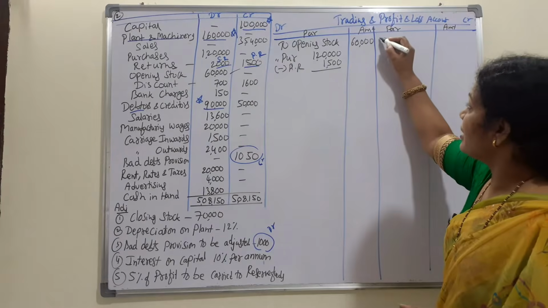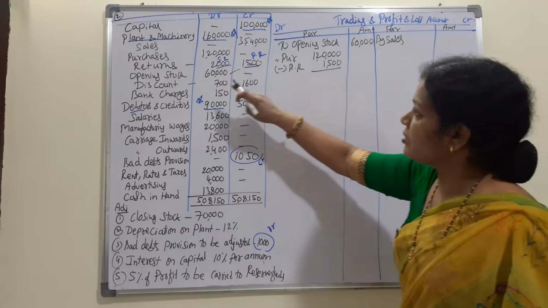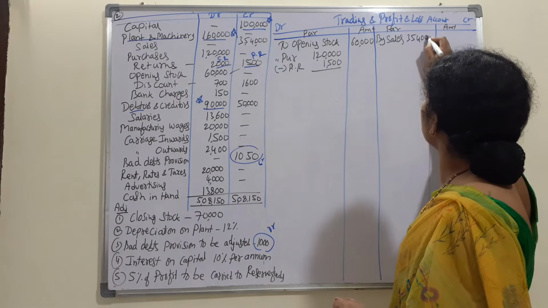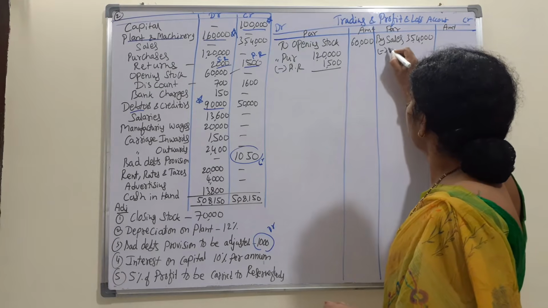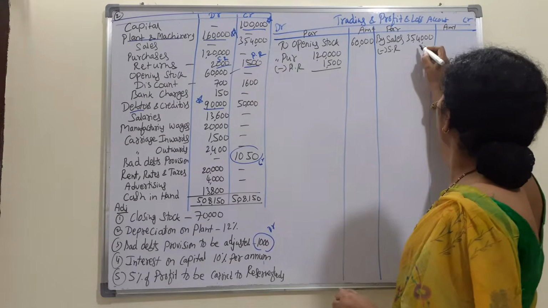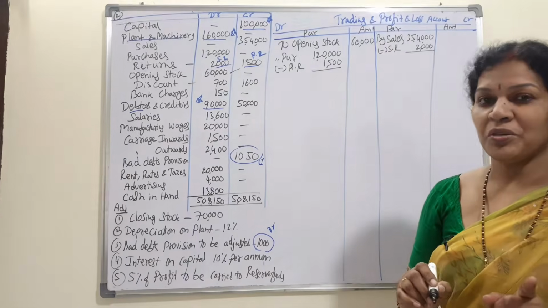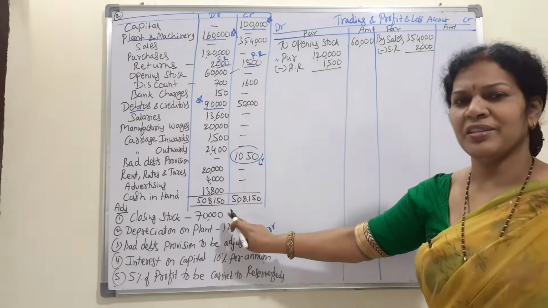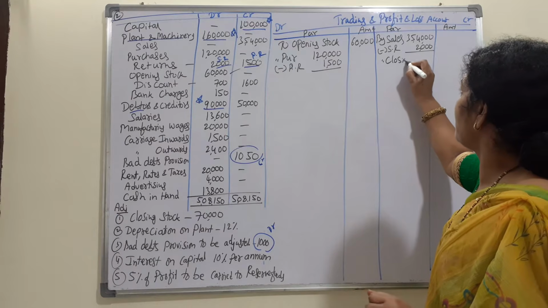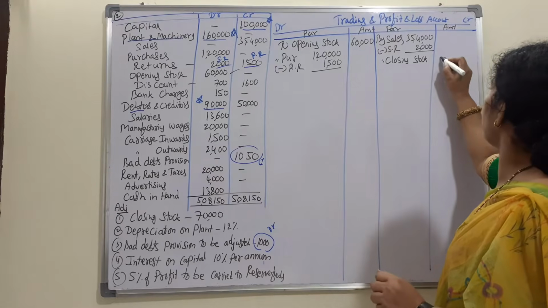Next, sales. Sales are here 3,54,000 minus sales returns. Sales returns are 2,000. Next, closing stock we have to write. It's always in the adjustments, by closing stock. How much is it? 70,000.